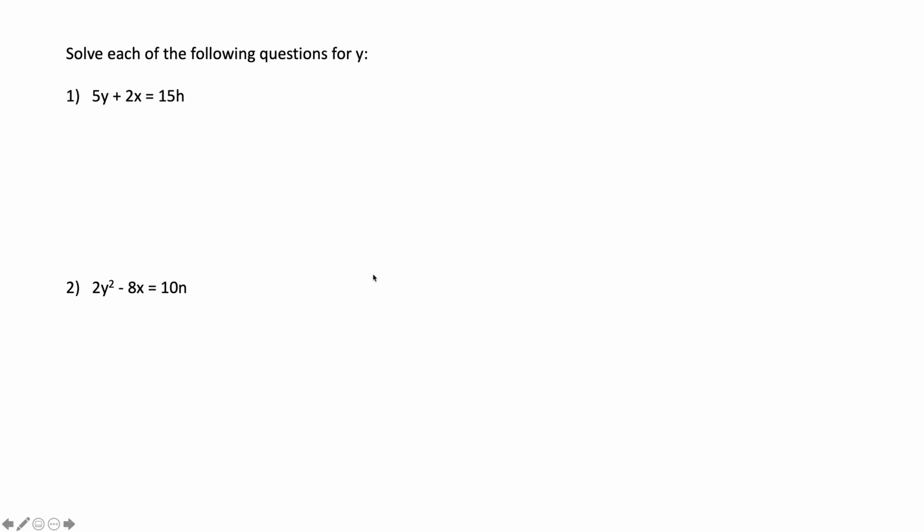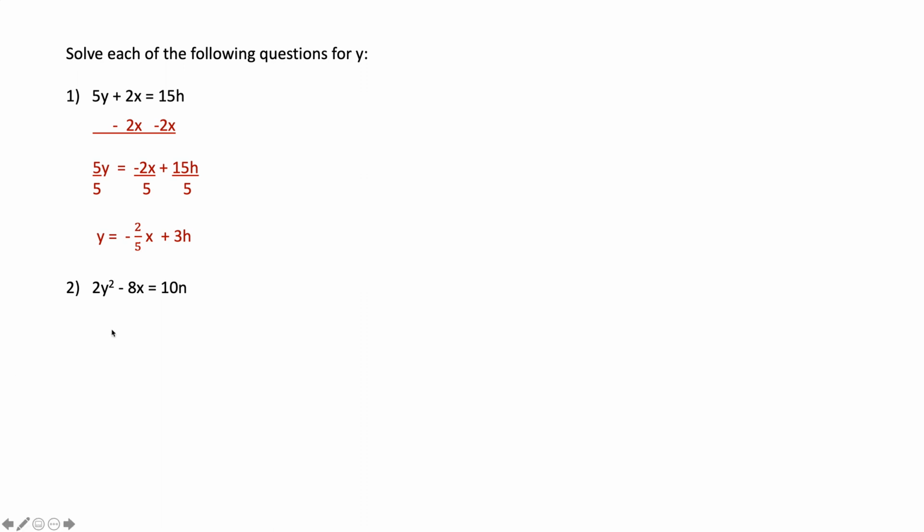Okay, so in the first case, I got to get y by itself. That's what solve for y means. Make it say y equals. So I subtract the 2x, and that gives me negative 2x plus 15h on the other side. And that's really strange, but it is what it is. Now I divide by 5, and I get this very strange looking answer, y equals negative 2/5 x plus 3h, because 15 divided by 5 is 3. I know it looks weird, but it doesn't matter, because you've gotten it to say y equals, and you are correct for doing that.